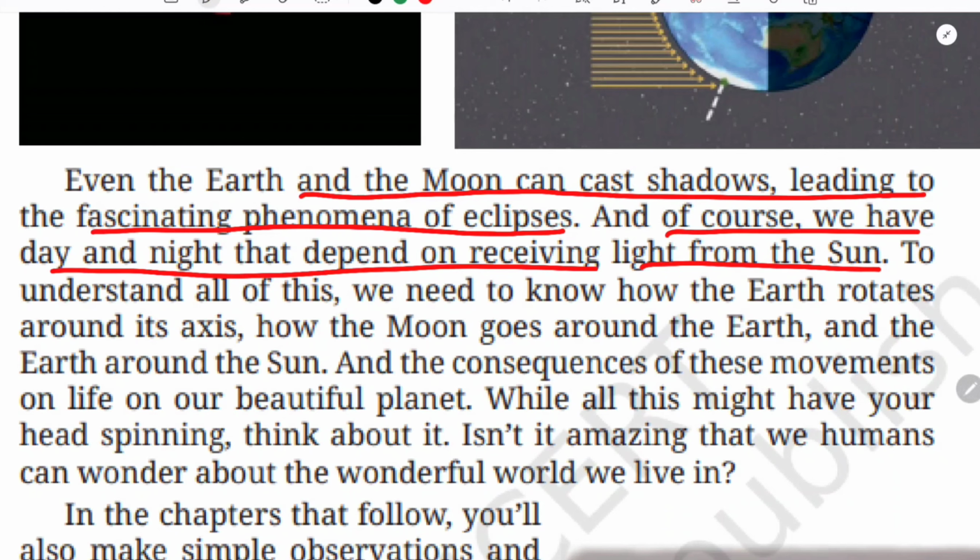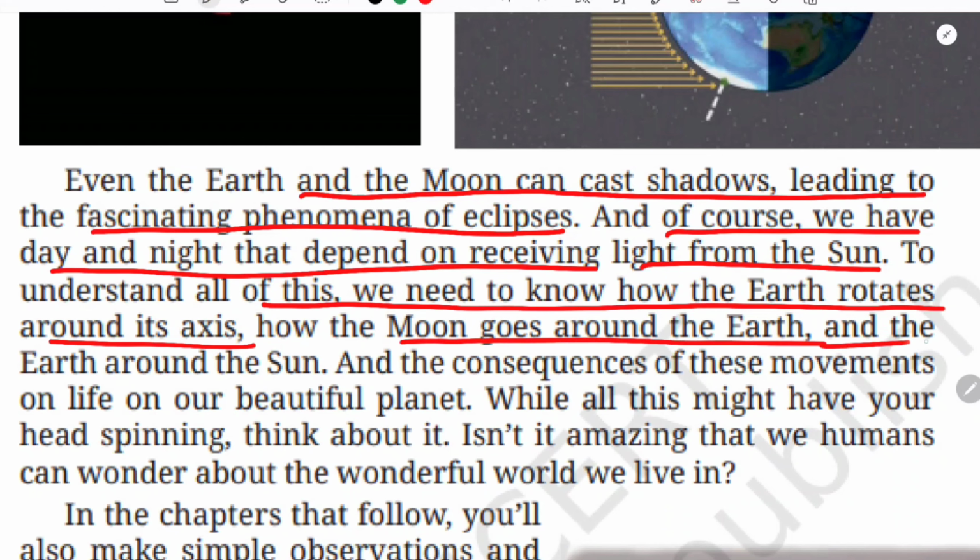So we have learned this in our social science also in class 6 a little bit. Here we are going to explore it in more detail. To understand all of this, we need to know how the Earth rotates around its axis, how the Moon goes around the Earth, and the Earth around the Sun. Axis means there is a fixed place where the Earth rotates, that is known as the axis.